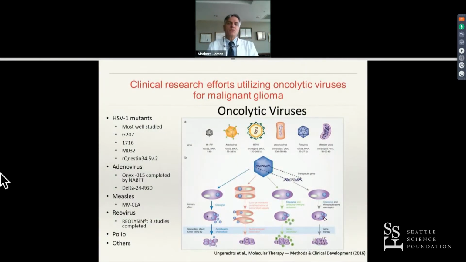So we have moved on to the world of immunotherapy in many other cancers very successfully. Glioblastoma has lagged a little bit. So let's talk about oncolytic viruses first.